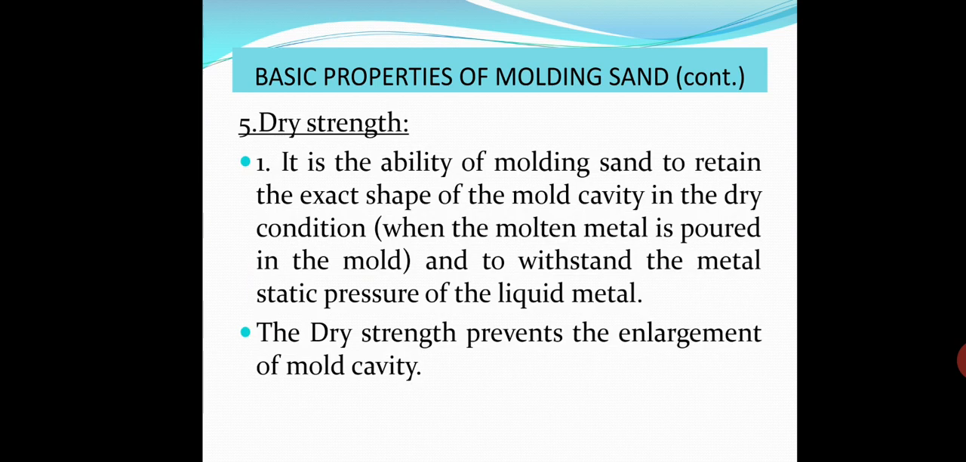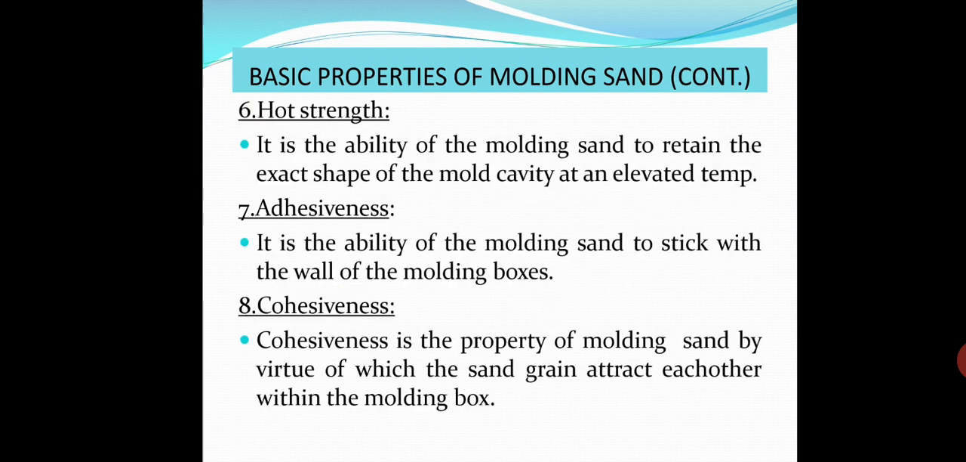Next is dry strength. It is the ability of molding sand to retain the exact shape of the mold cavity in dry condition when the molten metal is poured in the mold. So what is the strength? To withstand the metal pressure of the liquid metal. The dry strength prevents the enlargement of the mold cavity.